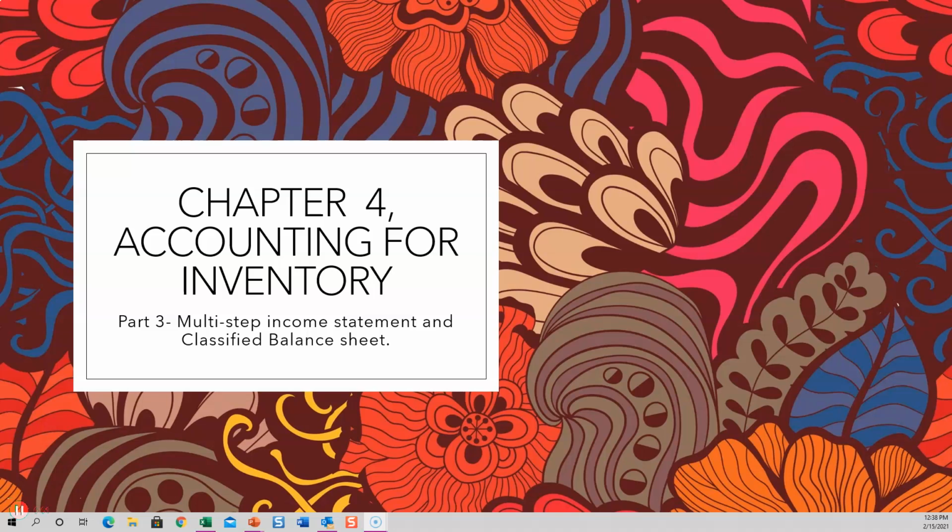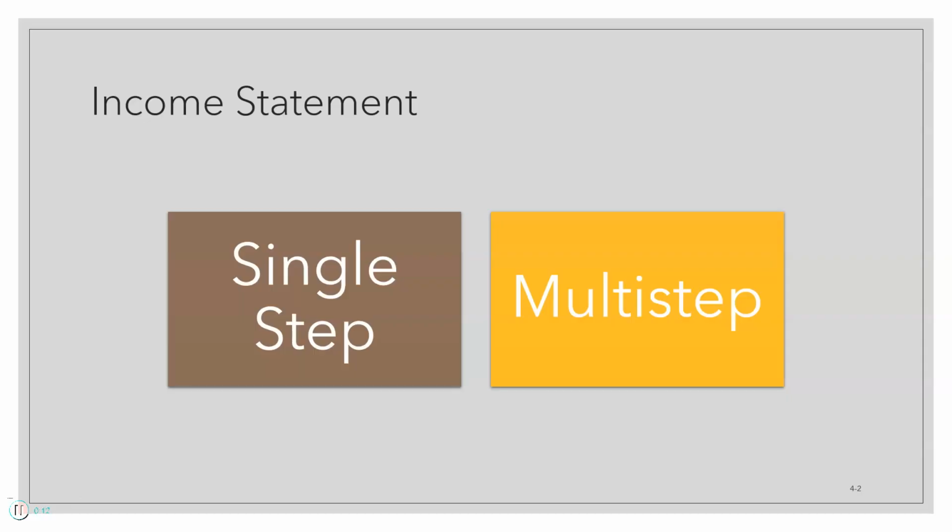Chapter 4, Part 3. Now we're going to do a multi-step income statement and a classified balance sheet. Now a single step is usually done by service providers, but usually companies that have inventory will do a multi-step income statement.